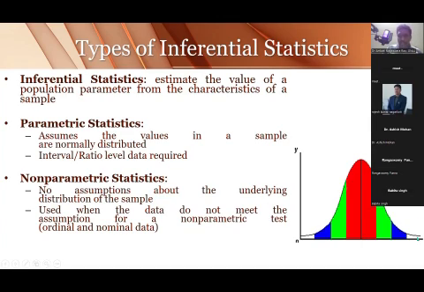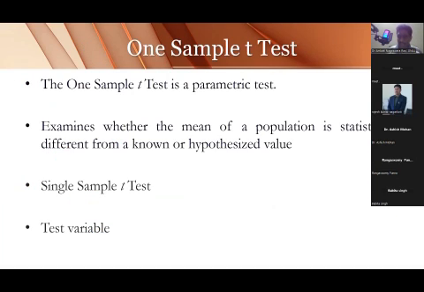Overall, we have discussed this on day one, but from today onwards, for each test, what are the data requirements? What are the assumptions one has to fulfill? Now, coming to the one sample t-test. As you can see on this slide, the one sample t-test is a parametric test. It is also known as the single sample t-test. It is also known as a dependent sample t-test.